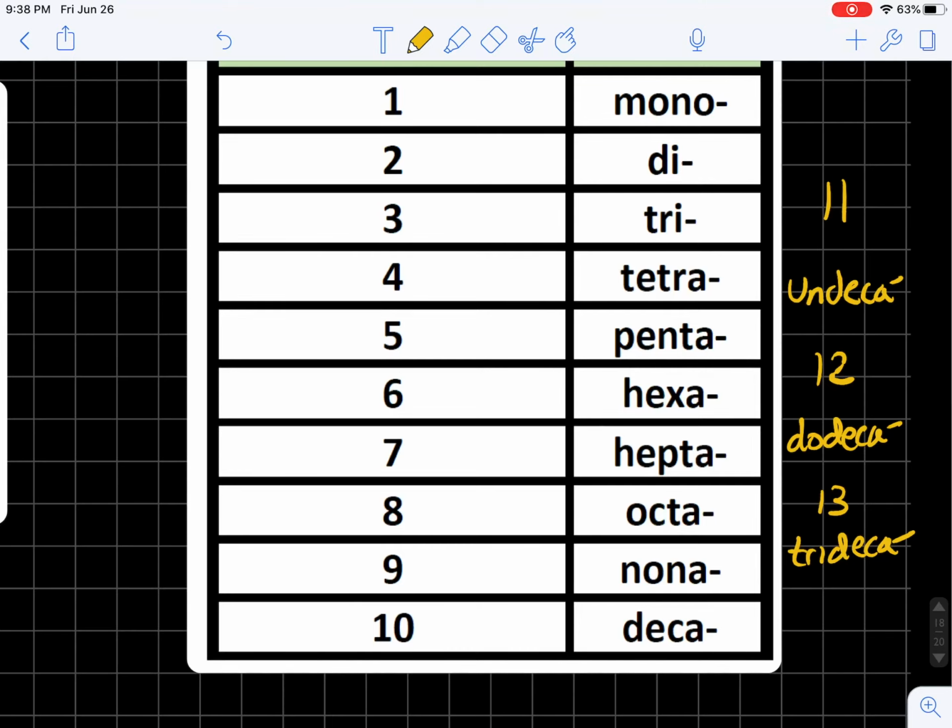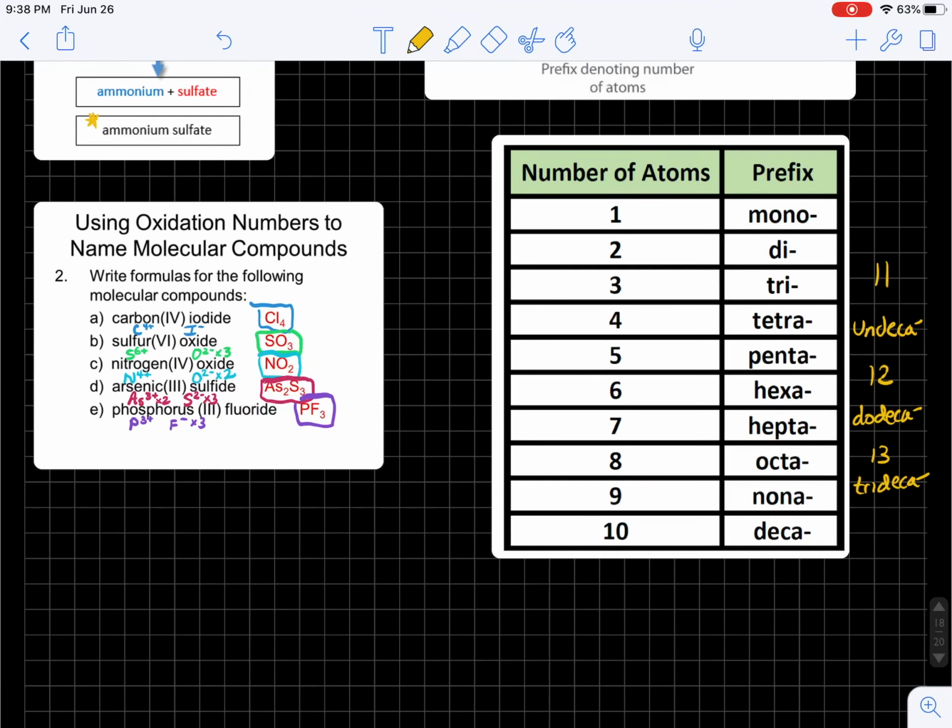So if you had 21, it would be unicos, and 22 would be doicos, and 30 would be tricos, 40 would be tetros, 50 would be pentos, 60 would be hexos, and 90 would be nonos. 100, however, is kilya. I don't know why. There's a compound called kilyasane with 100 carbons in it. I have no idea why it's not decos, but it is kilya once you get to 100. But anyway, you only have to know up to the first 12.